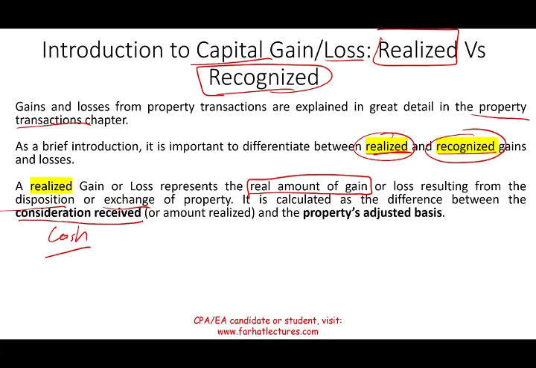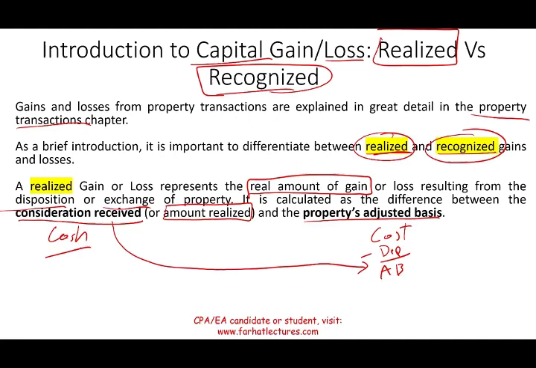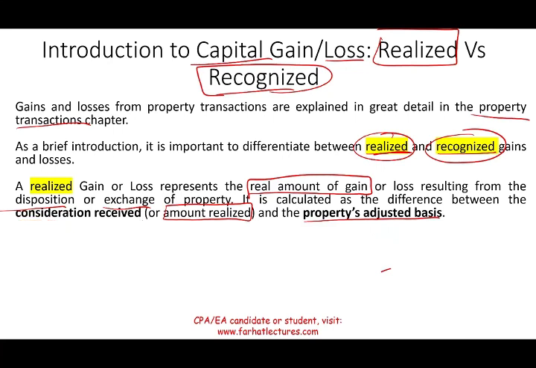But the formula is consideration received, or sometimes we call it amount realized, minus the property's adjusted basis. The adjusted basis is usually the cost minus any depreciation. So we compare how much we received versus the adjusted basis of the property, assuming we took depreciation. If we did not take depreciation, the cost is usually the adjusted basis, unless we added more to that cost, in other words, our basis went up. So this is the formula to figure out whether we realized a gain or loss. Consider this as step one.